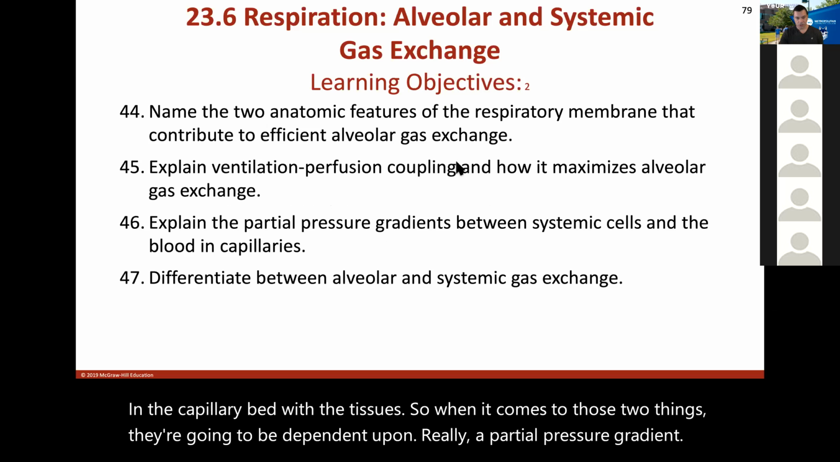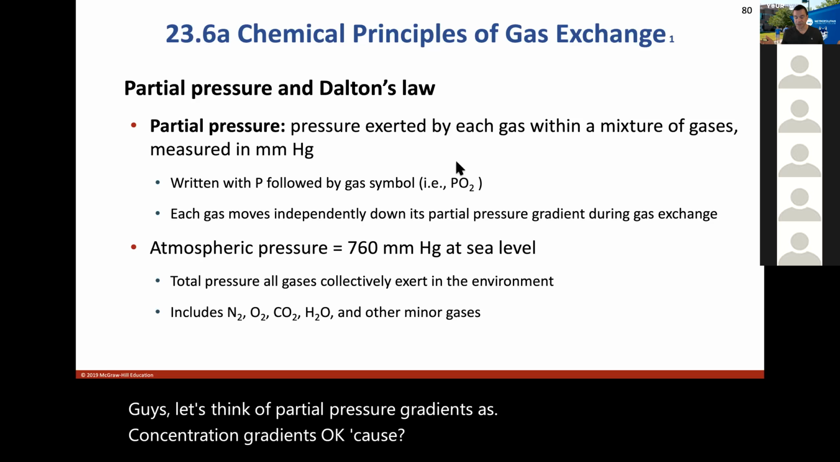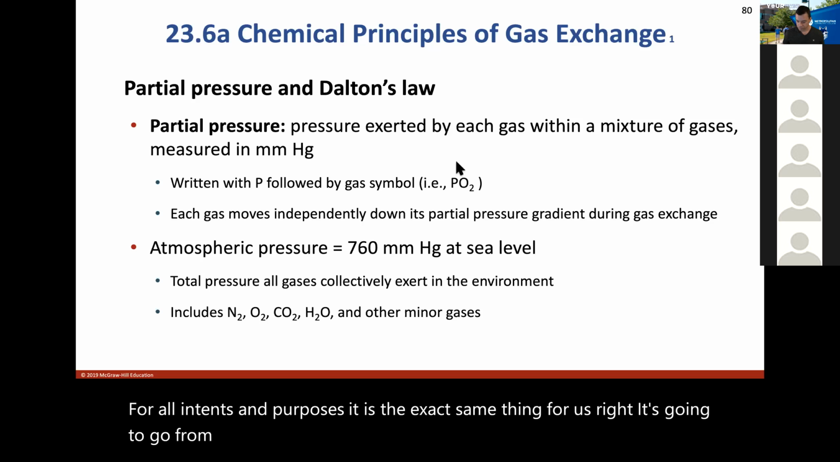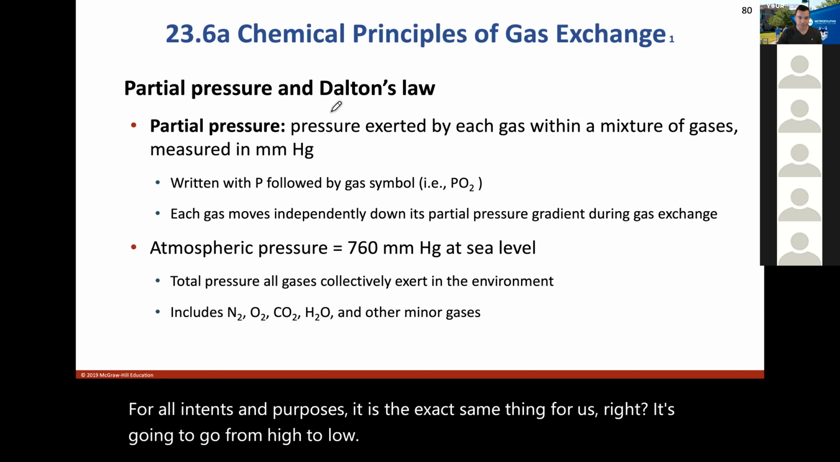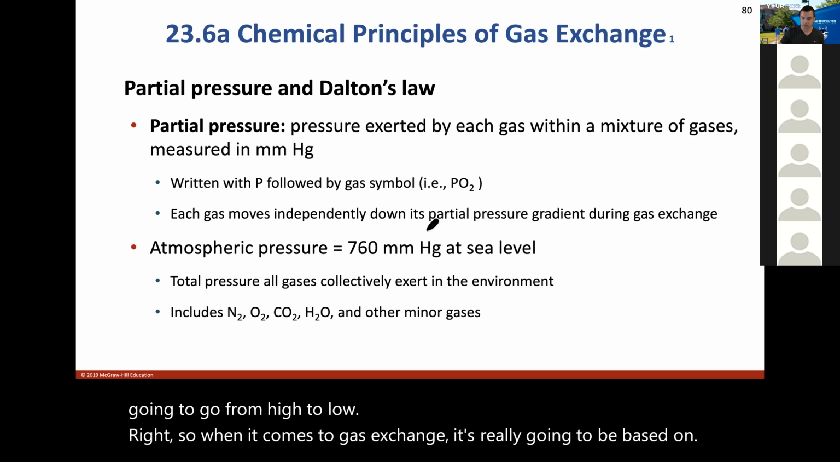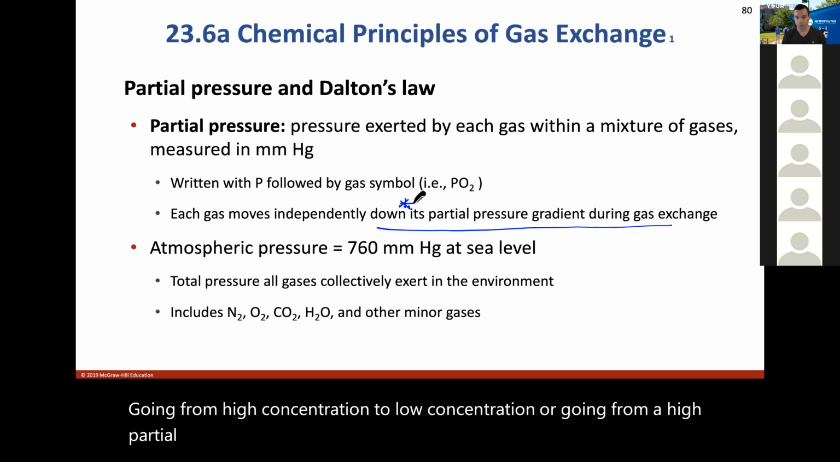going from high to low. Guys, let's think of partial pressure gradients as concentration gradients, okay? Because for all intents and purposes, it is the exact same thing for us. It's going to go from high to low. So when it comes to gas exchange, it's really going to be based on going from high concentration to low concentration, or going from a high partial pressure gradient to a low partial pressure gradient.